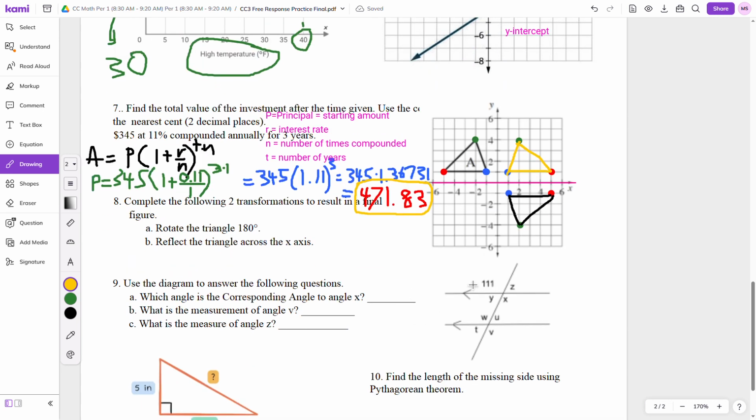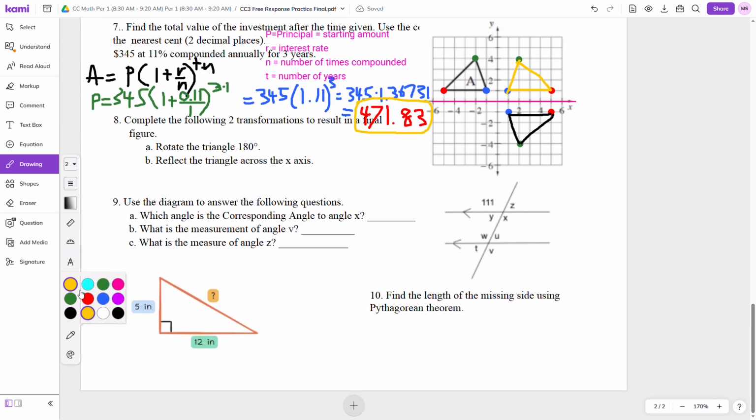Now we're on to number 9. Again, pause the video, try to do it yourself, and see what you get. So, which angle is corresponding? Corresponding means same location, different intersection. So angle X is here in the bottom right. So that means we're looking for the bottom right angle on the other intersection. And so that would be angle V.